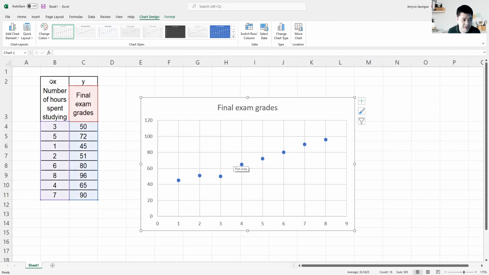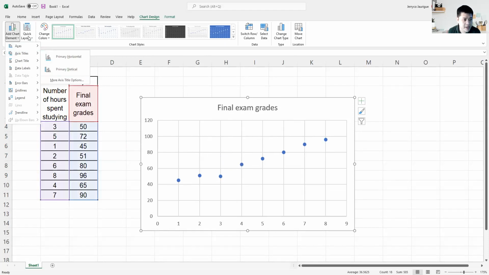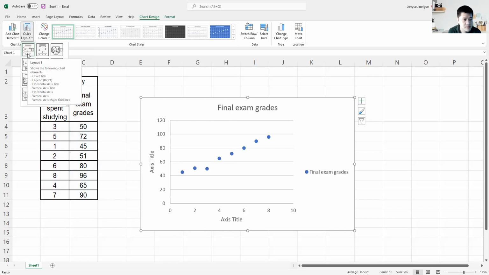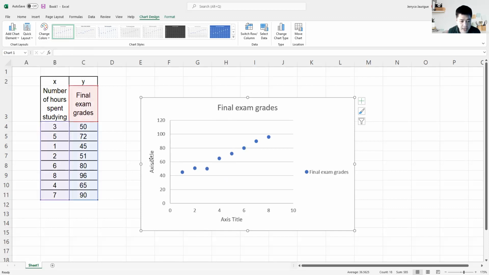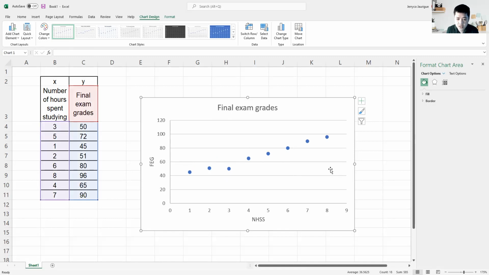The good thing about Microsoft Excel is you can add elements. You can add titles on the x-axis. You can add titles on the y-axis. You can click this one, parang mga quick chart layout. So if I click that one, you can rename this the final exam grades, such as FEG. For this one, number of hours spent studying. Yeah. So you can delete this one kung di nyo gusto. And if you will notice, linear pa rin yung trend natin. Okay? So you can use either this one or GeoGebra.